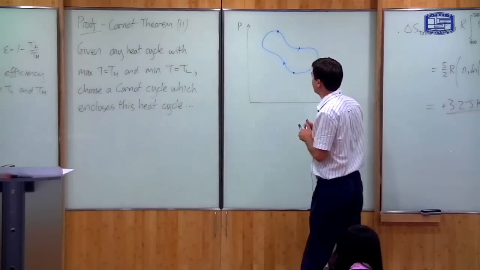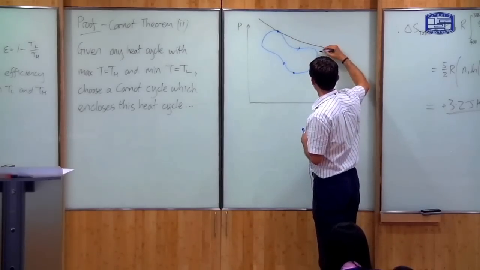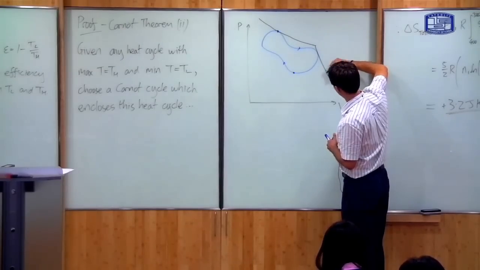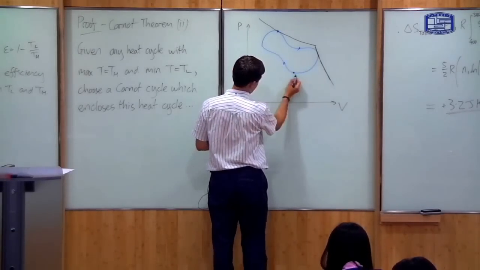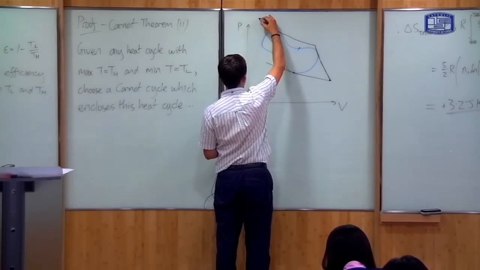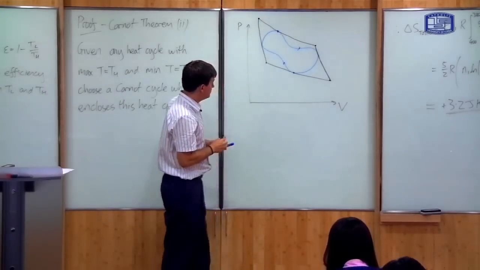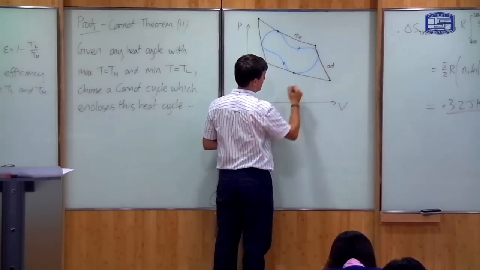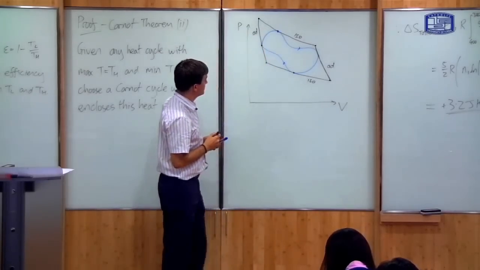And I enclose it in a Carnot cycle. So that means I choose the Carnot cycle which just touches the maximum temperature here and just touches the side down here. And just touches going back up here. And just touches going this way as well. So the Carnot cycle looks like this. Remember, this is isothermal here. This is adiabatic. This is isothermal here. And this is adiabatic here in the Carnot cycle.